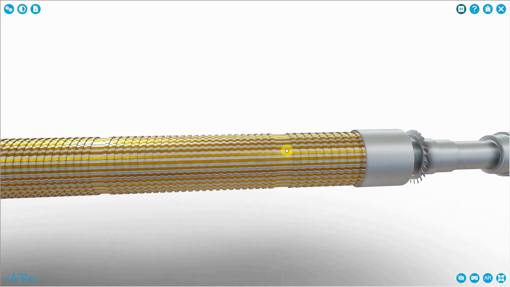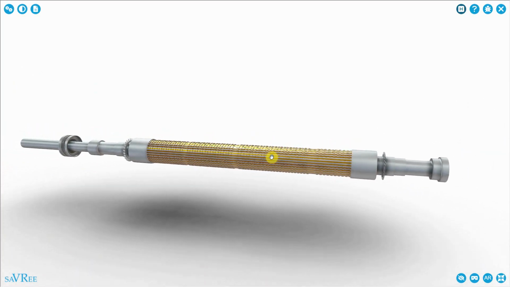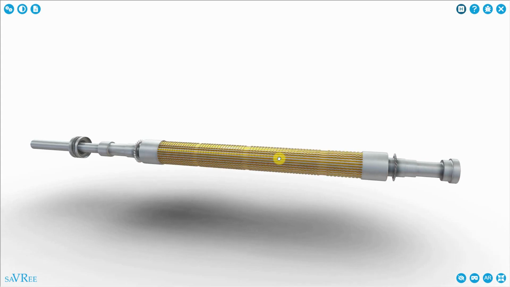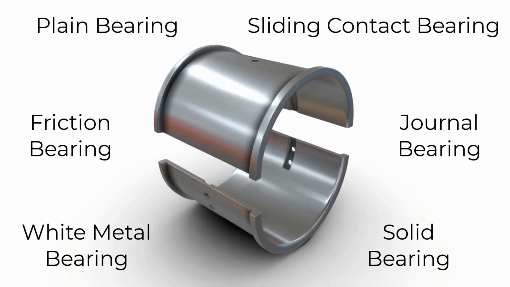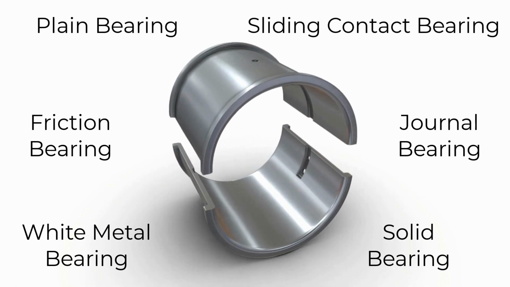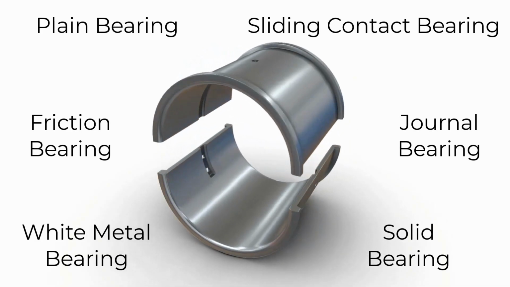There's one bearing at each end of the shaft in order that we can support it. The types of bearings used for large generators are plain metal bearings, not roller bearings. Plain metal bearings are also known as white metal bearings, sliding bearings, and Babbitt metal bearings. So a lot of different names for the same thing.